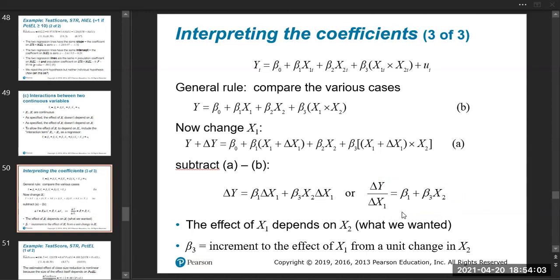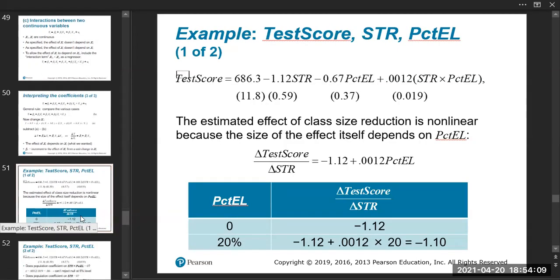Let's just look at the example in the slides. Again, it's still STR and percentage of English learner, but in their continuous form. You run this regression and you get 4 betas, beta 0 all the way to beta 3. If I ask you to write down the effect of STR on test scores, it contains 2 parts. The first part is beta 1, which is minus 1.12. And the second part is 0.0012, beta 3, times percentage of English learner.